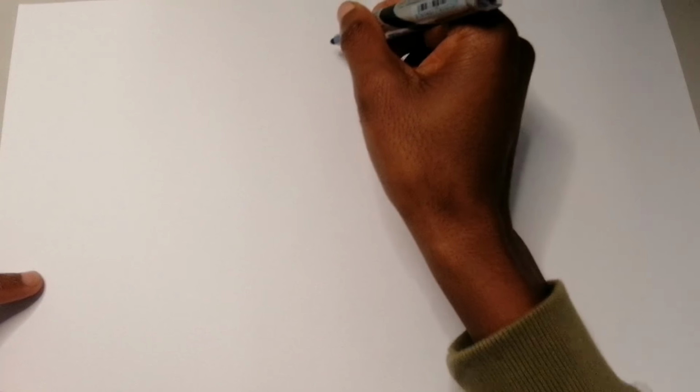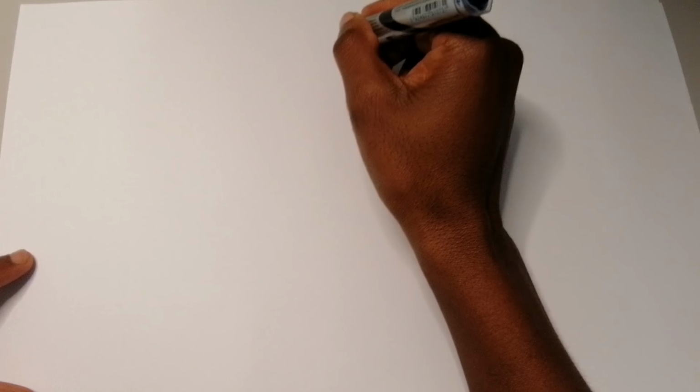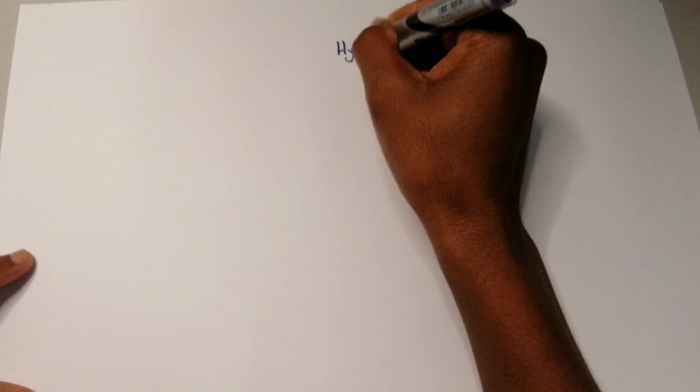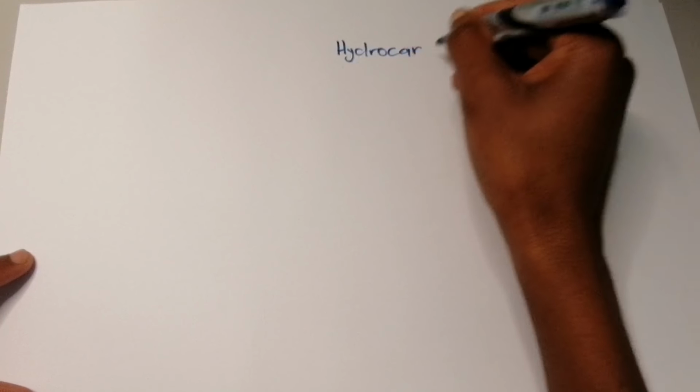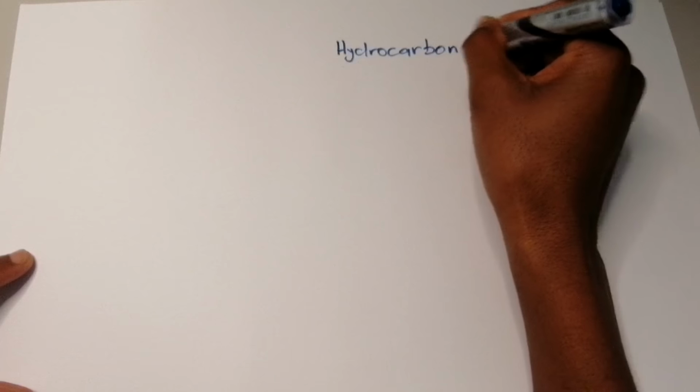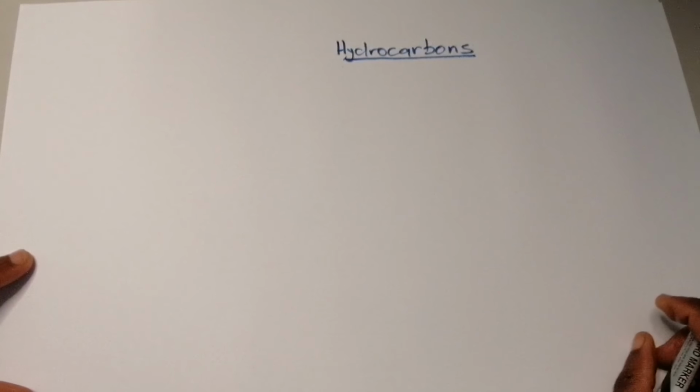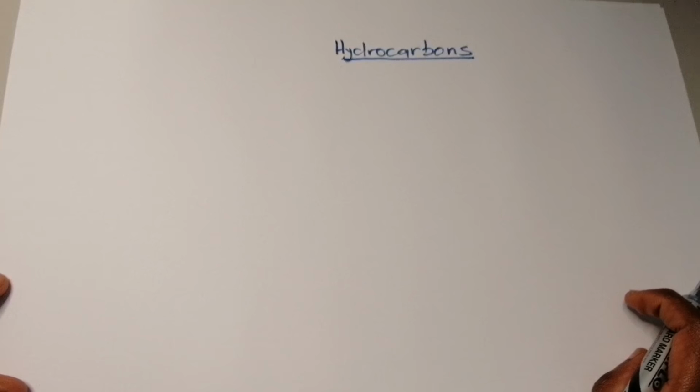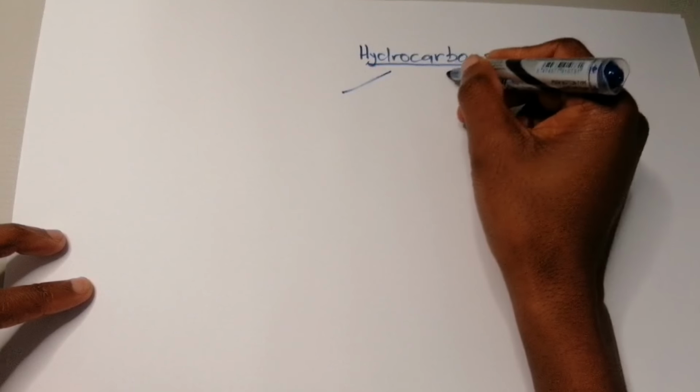I want us to move to other reactions in organic chemistry. Now, we've got two types of substances in organic chemistry. When we take our hydrocarbons, we've got alkanes, alkenes, and alkynes. But with your hydrocarbons, you've got two types of compounds that you have.